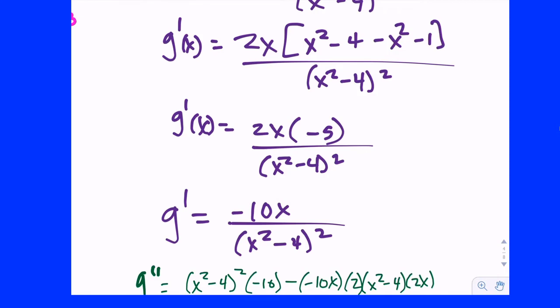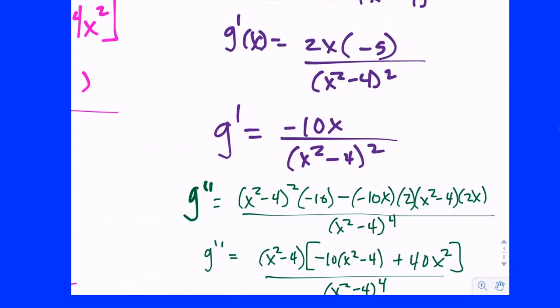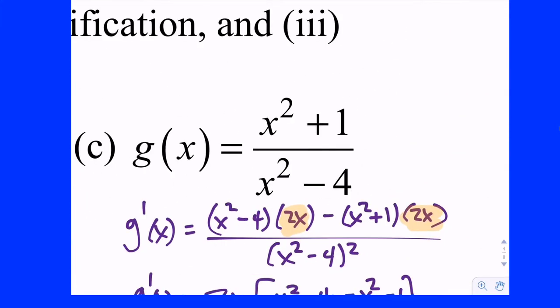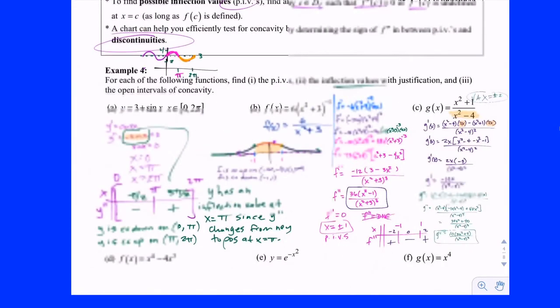So, of course, we have a critical value, don't we? Where's our critical value? What value makes that 0? 0. And what values make it undefined? Plus or minus 2. But are those critical values? No, because they're not in the domain of the function. In fact, I know that at x equals plus or minus 2, we have what? Holes or VAs? They're VAs. So I know they're going to make it into the chart, but they're not going to be critical values.